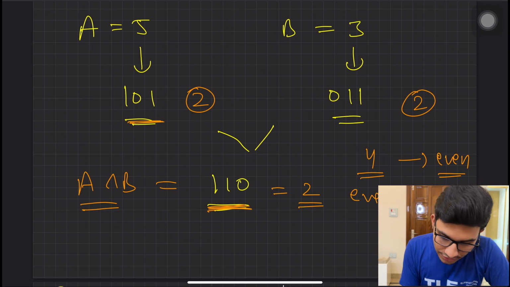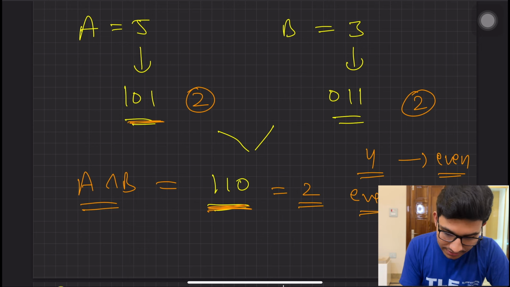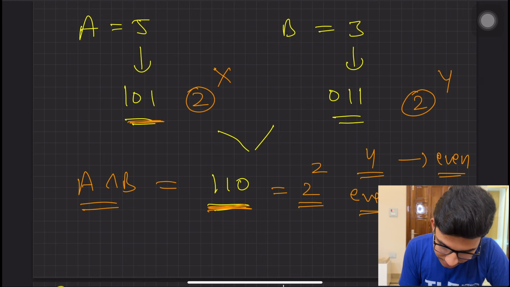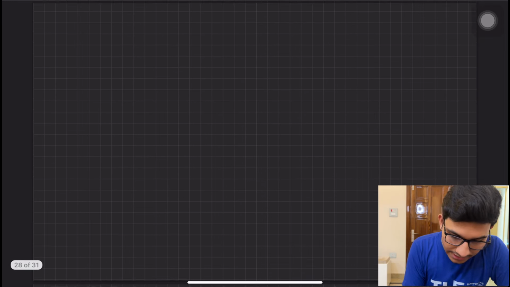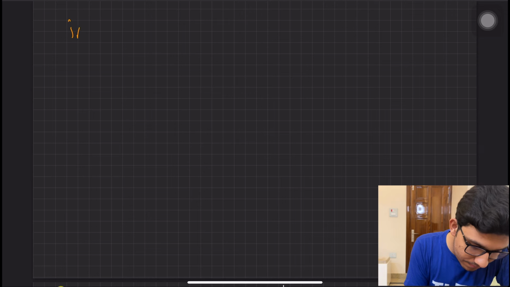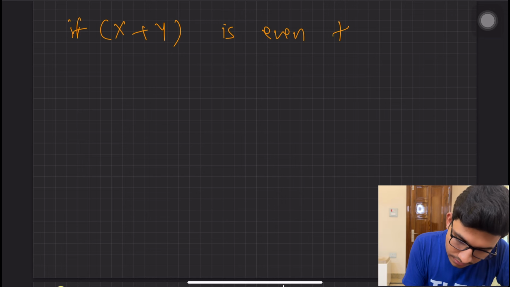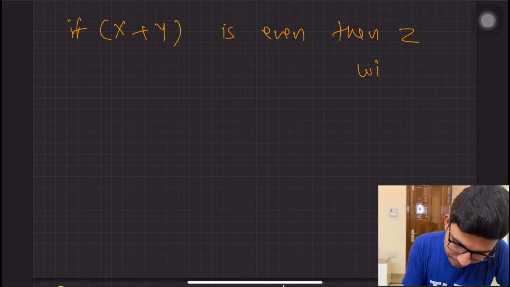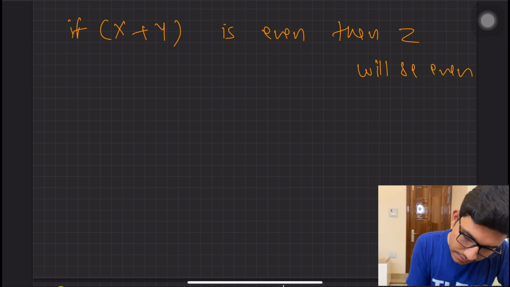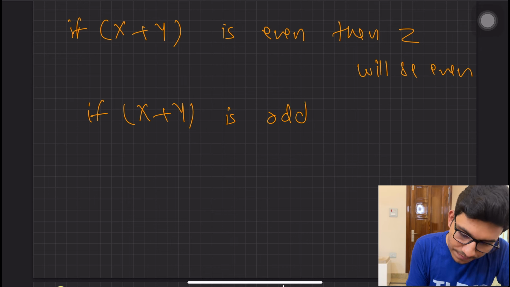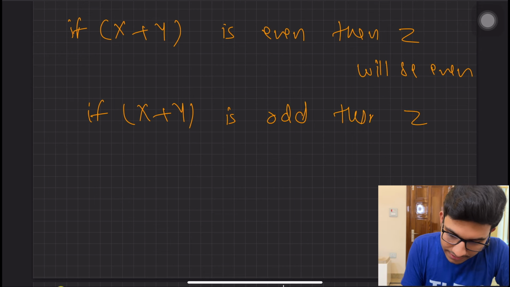So what I'm trying to say is that if this is X, and if this is Y, and let's suppose this is Z, then if X plus Y is even, then Z will be even. And if X plus Y is odd, then Z will be odd. Okay, you want to take another example?